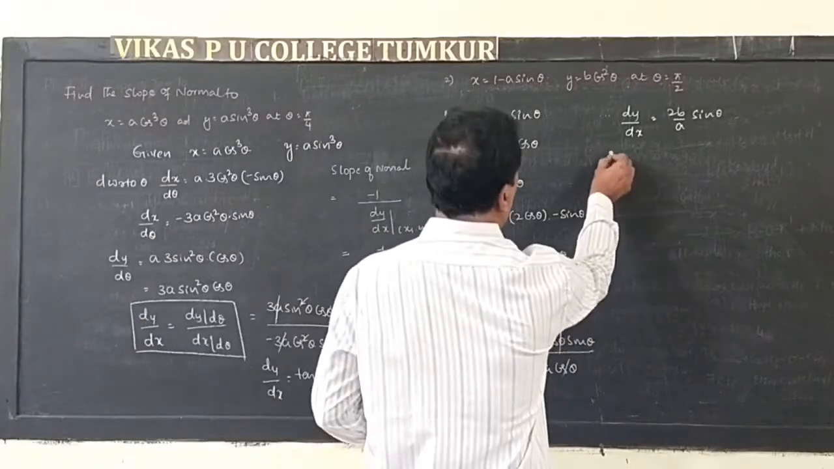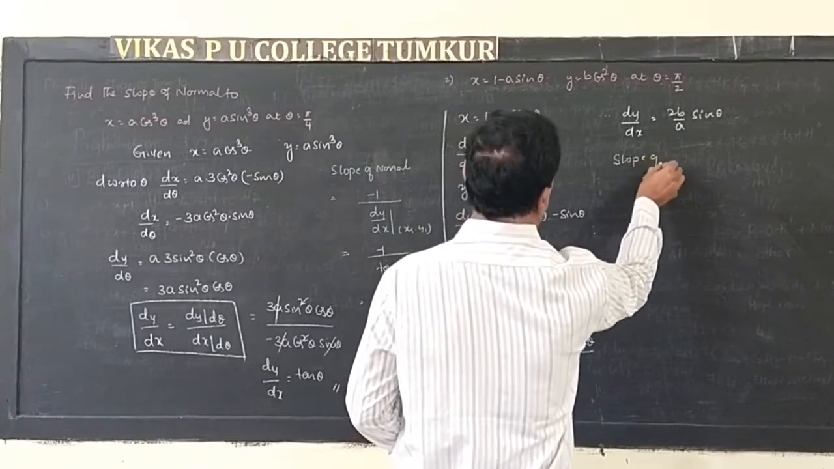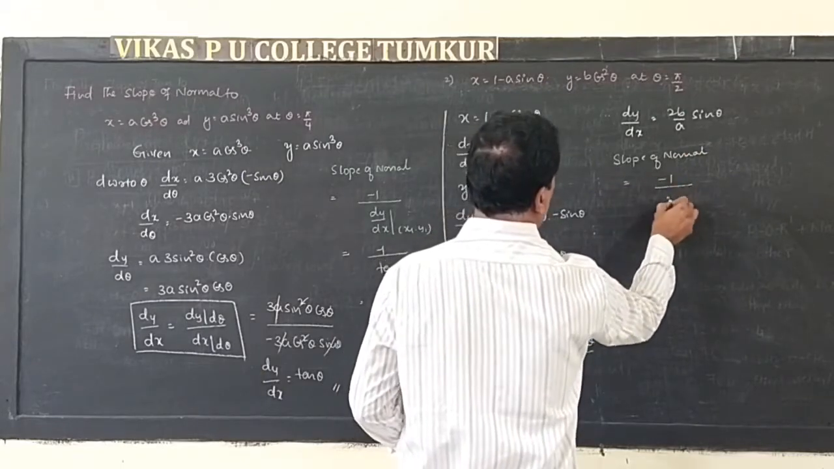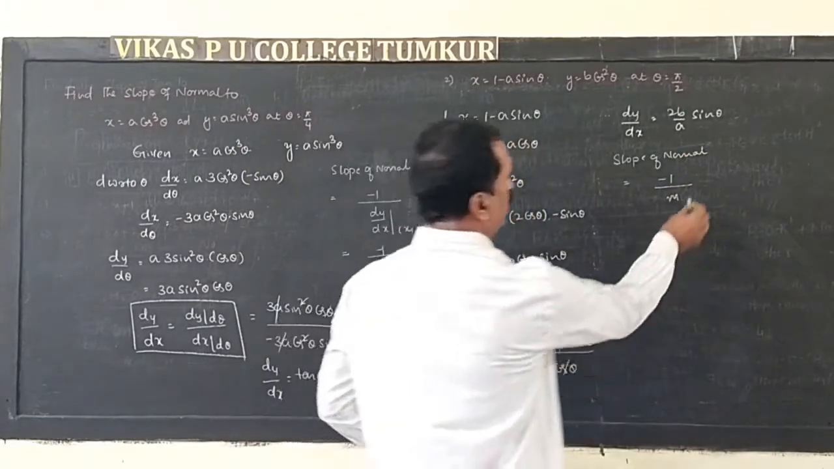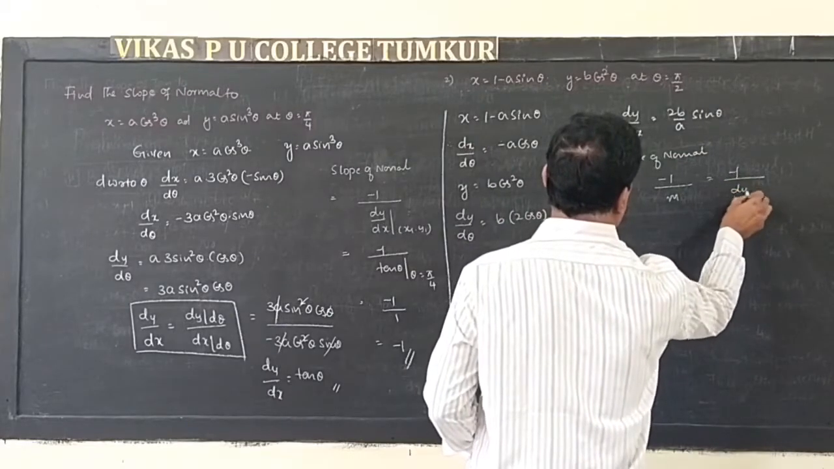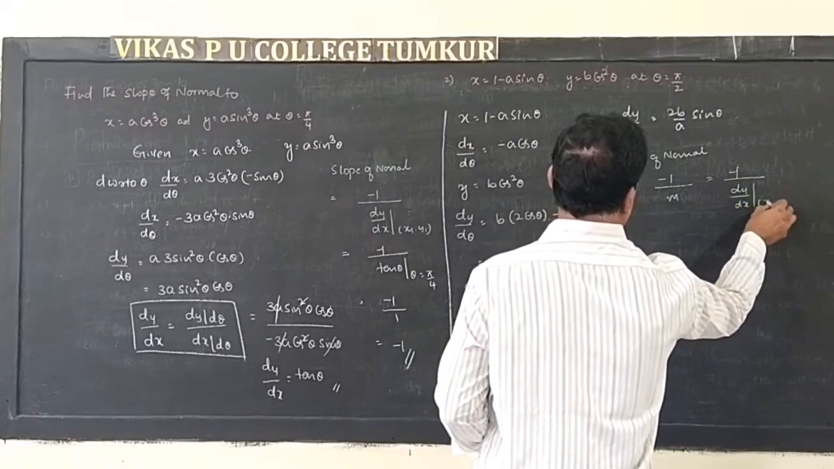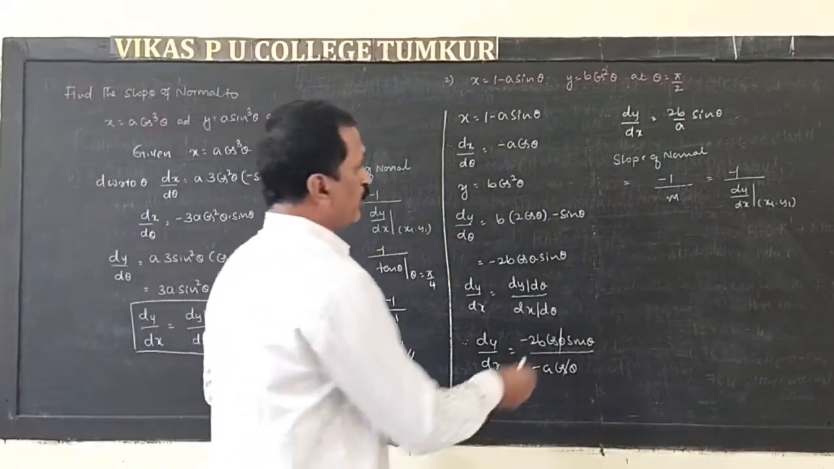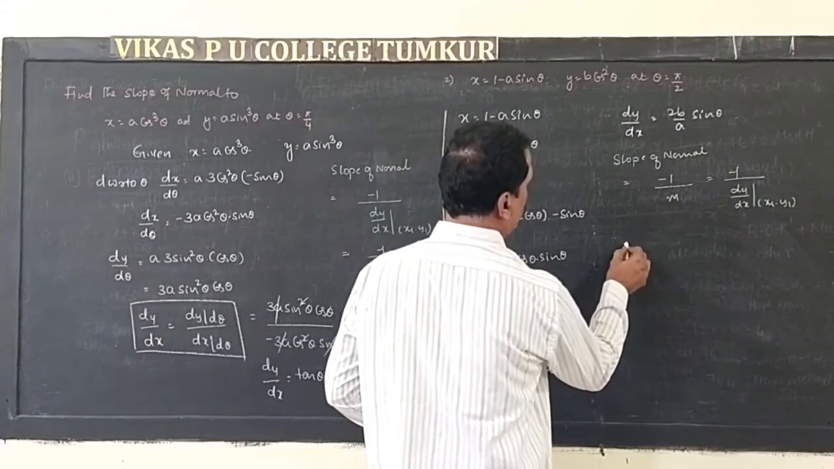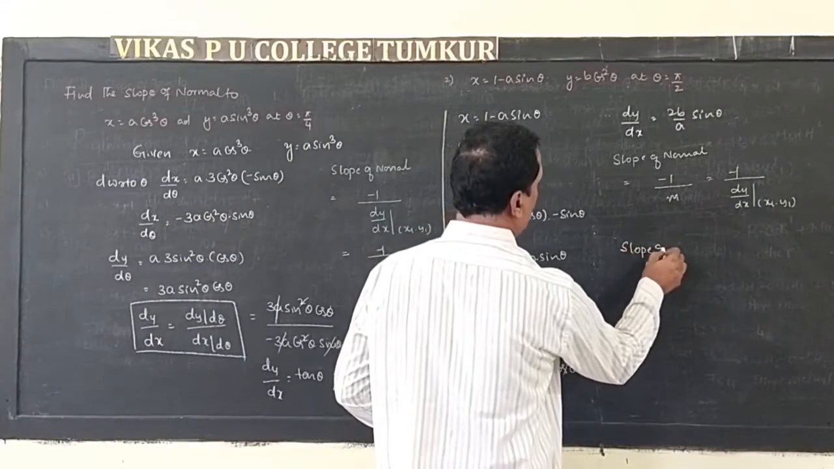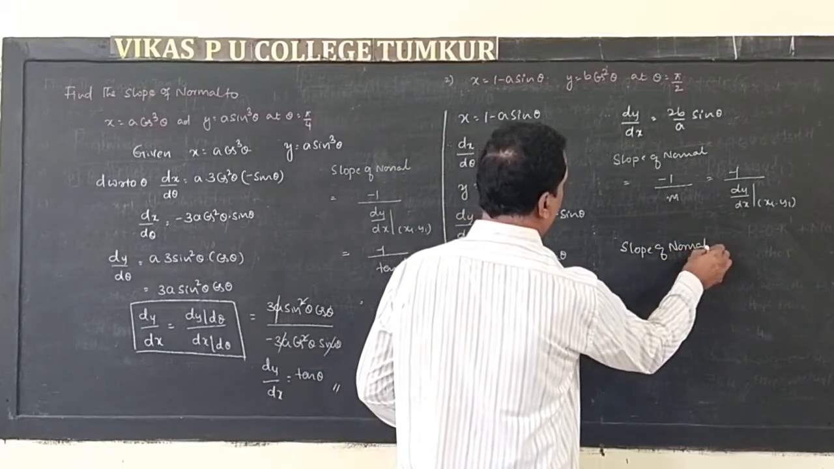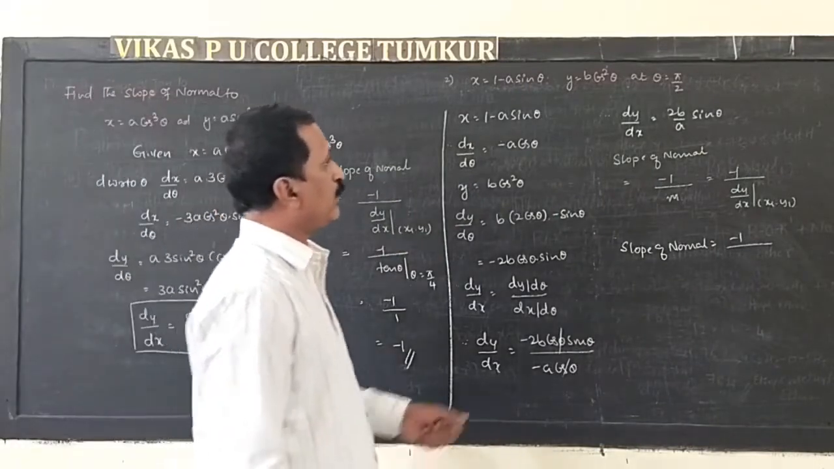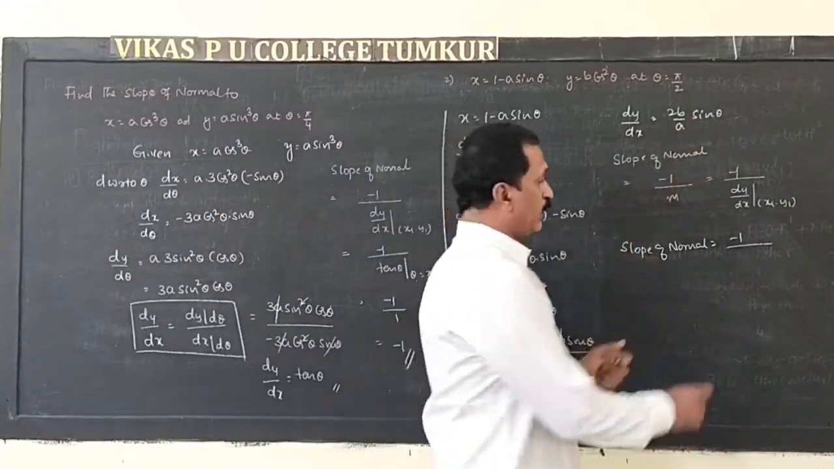Therefore, your slope of normal is equal to minus 1 by m, which is also equal to minus 1 by dy by dx at the given point x1 comma y1. Got it? Therefore, your slope of normal is equal to minus 1 divided by, what is your dy by dx? 2b by a sin theta.